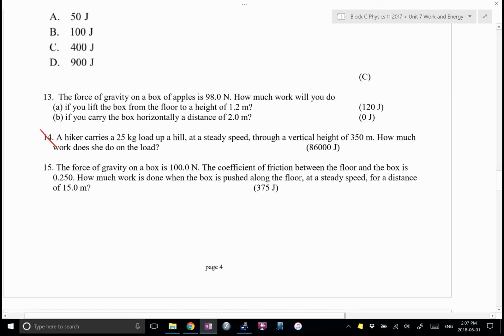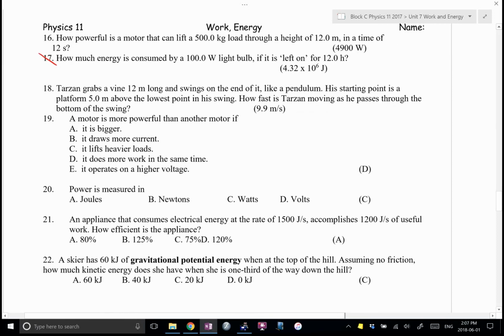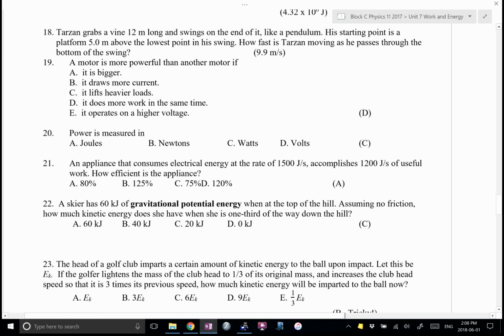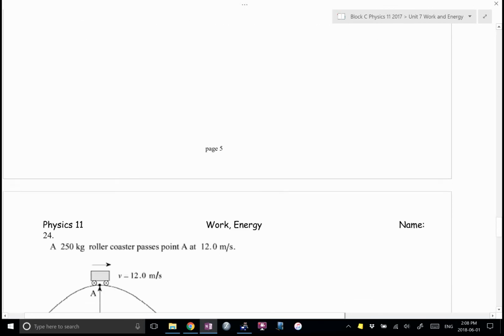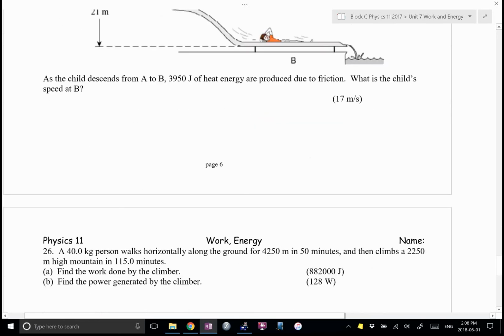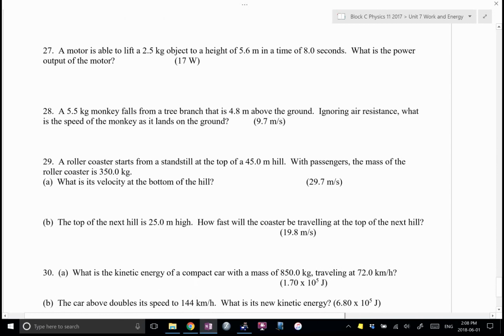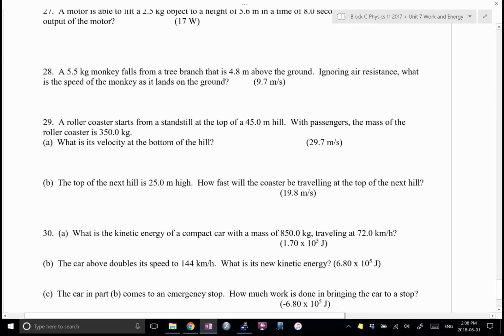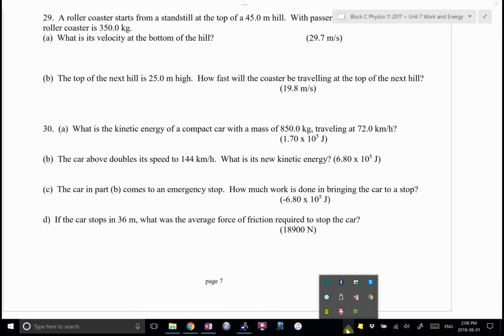Let's cross out number 14. 16 is good. We can cross out 17. That's good, that's good, that's good. 24 is good. I think I like the rest of these. But let me just read a couple more here. Yep. So I'll give you the rest of the class to work on this.